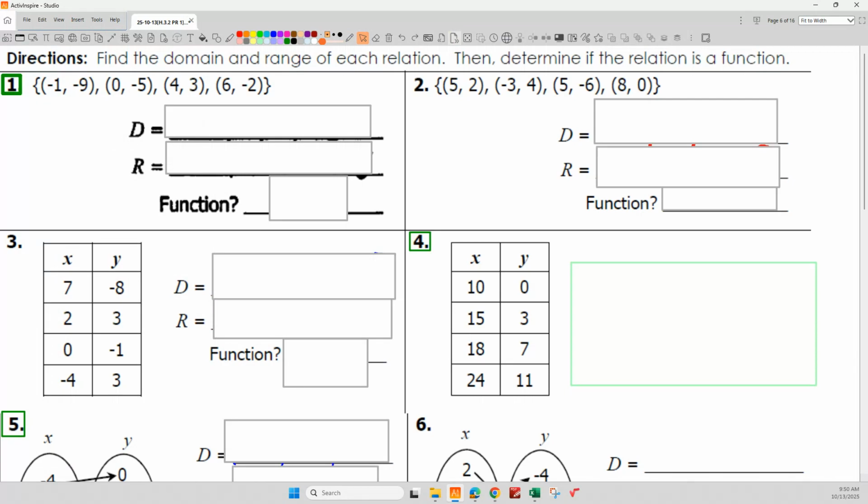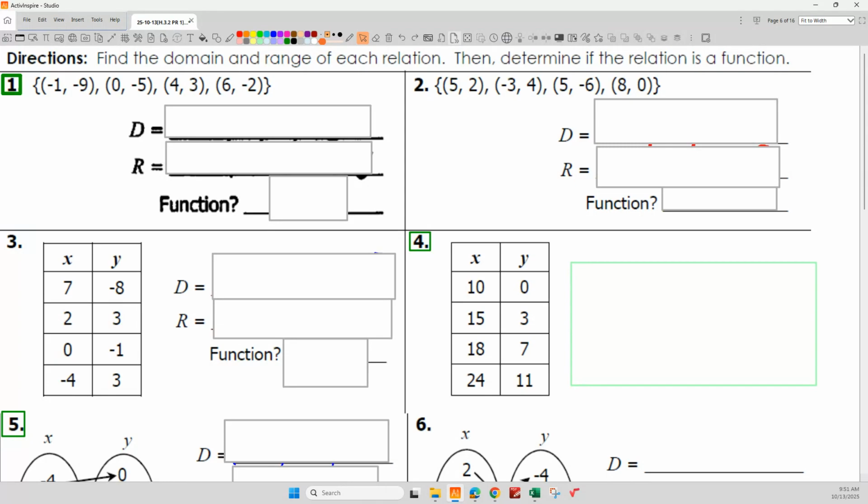Here's a bunch of different representations of relations. First we've got a couple that look like sets of ordered pairs, so sets of points. First of all, give me thumbs up or down. Is this a function? I got to know where we are on this. What do you think? Is that a function? Seeing lots of thumbs up. Yeah, it is.